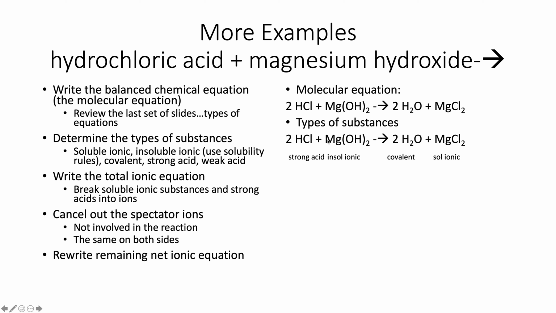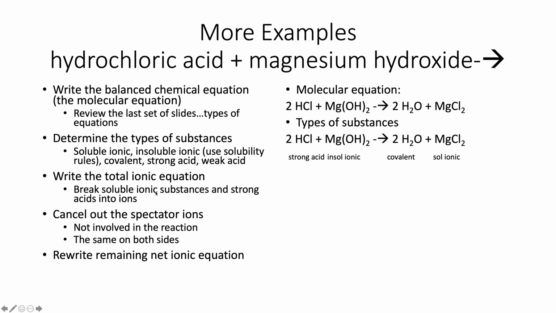This is an ionic compound. If you look at the solubility rules, you'll find out hydroxides tend to be insoluble. Water's covalent, so we don't look at the solubility rules at all. And then magnesium chloride, chlorides are soluble except with silver, lead, and mercury. That's magnesium. So now let's go through writing the ionic equation.